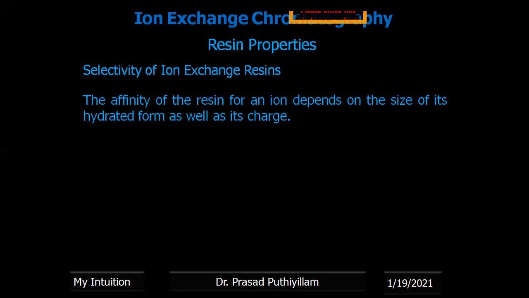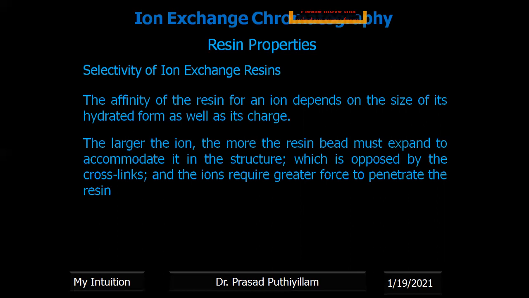Selectivity of ion exchange resin. The affinity of the resin for an ion depends upon the size of its hydrated form as well as its charge. That means we need to consider the size of the hydrated form of the ion, and what is the charge of the ion. The larger the ion, the more the resin bead must expand. That means if a larger ion is to pass through the ion exchange resin, the resin bead has to expand. But as we know, the resin is a cross-linked structure, and the cross-link will not allow this expansion. That means the ions require greater force to penetrate through the resin.